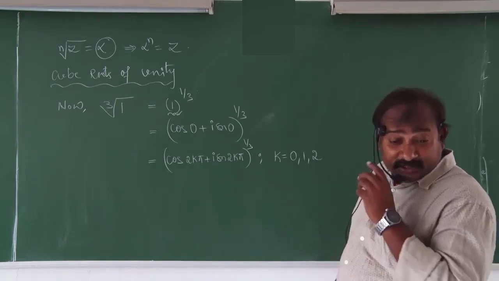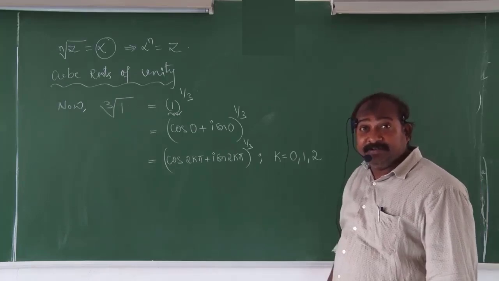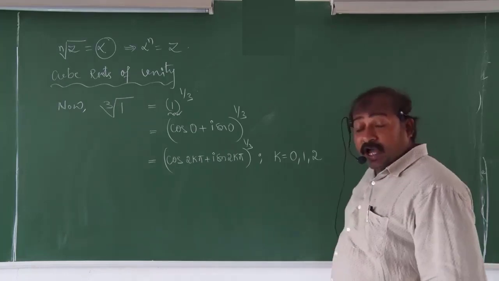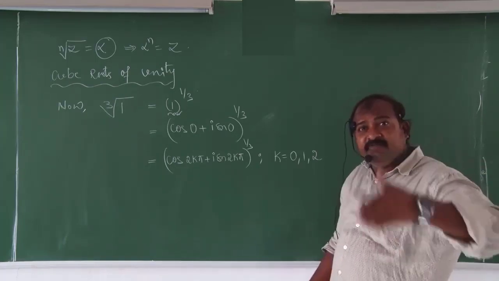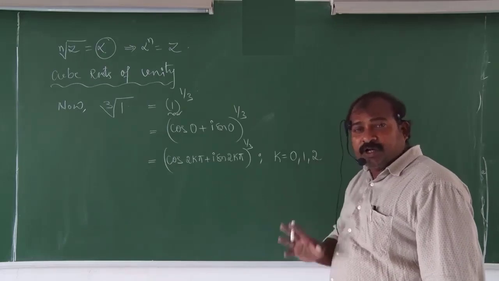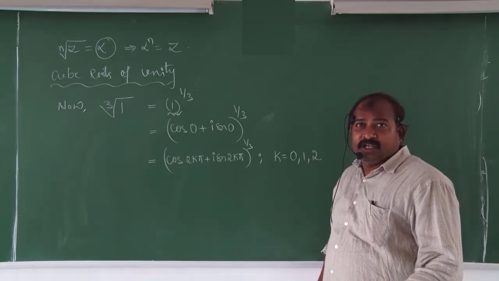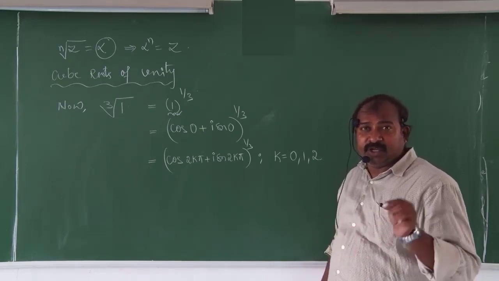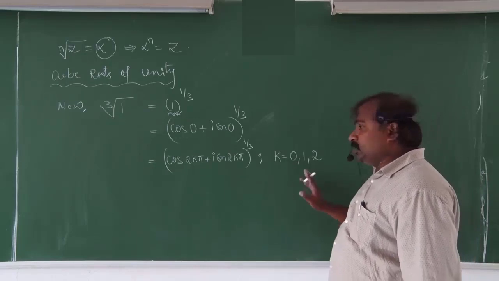A few interested students will be there, and with that interest they will ask, sir, why are you taking 0, 1, 2? I can take 3, 4, 5, 6 also. You may take them, but you will get the same values again. Whatever values you got till 0, 1, 2, if you repeat, you will again get the same thing. So here we are discussing the cube roots of unity, and it is sufficient to take k equal to 0, 1, 2.